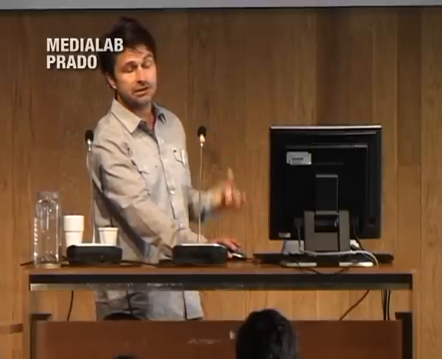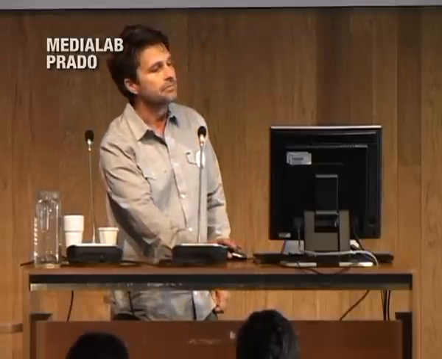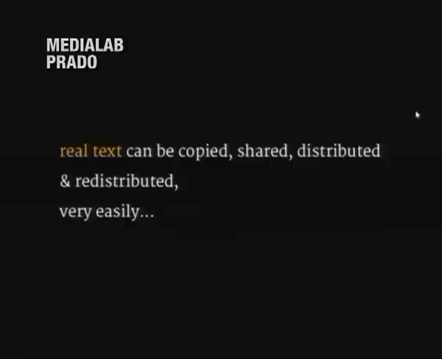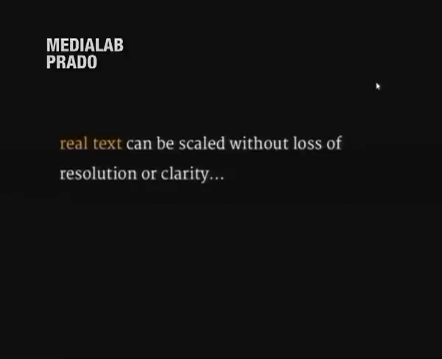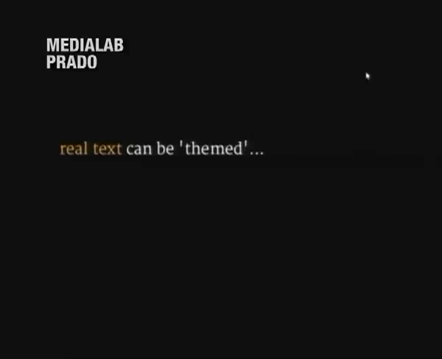For a start, it uses little bandwidth, so it's incredibly fast compared to bitmap images and Flash presentations, all this sort of thing. Real text can be searched, indexed, cached, mined, and tagged. It can be easily shared, copied, distributed, redistributed. Real text can be scaled without loss of resolution, whereas with a bitmap image, once you've set it in the bitmap, that's it. Real text can be styled dynamically using style sheets, and it can be themed, again, using style sheets. And perhaps most importantly, people today are producing a lot of textual content.